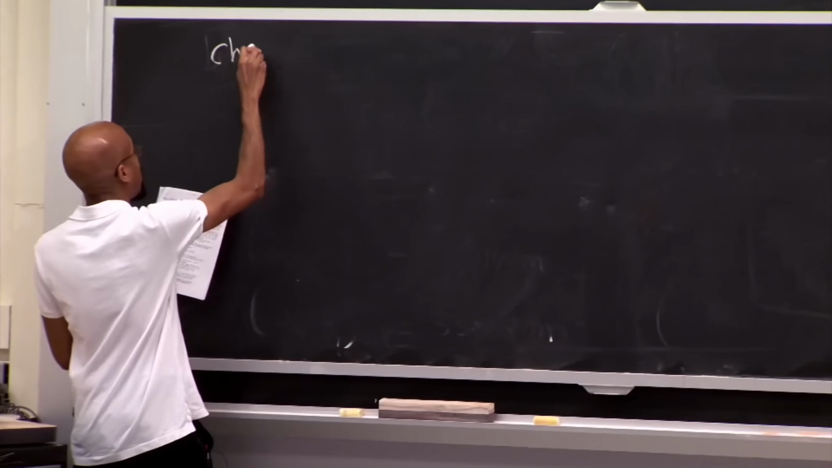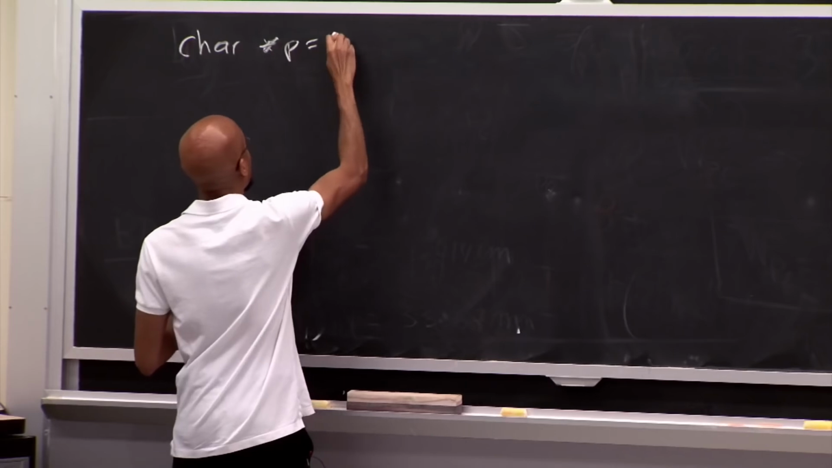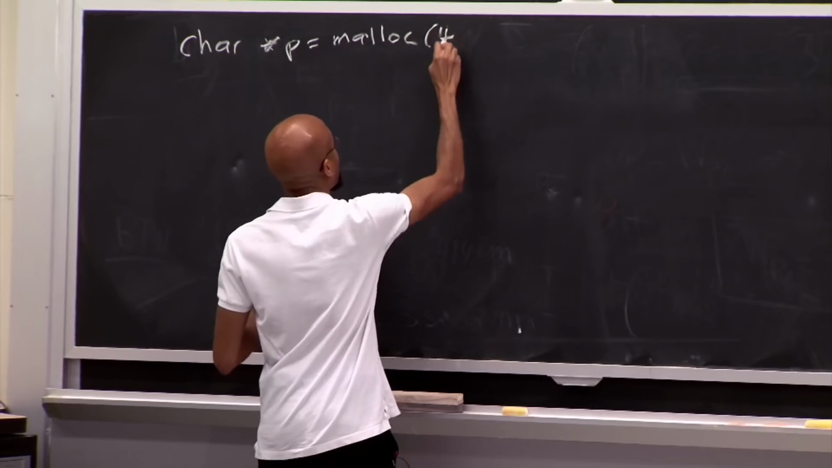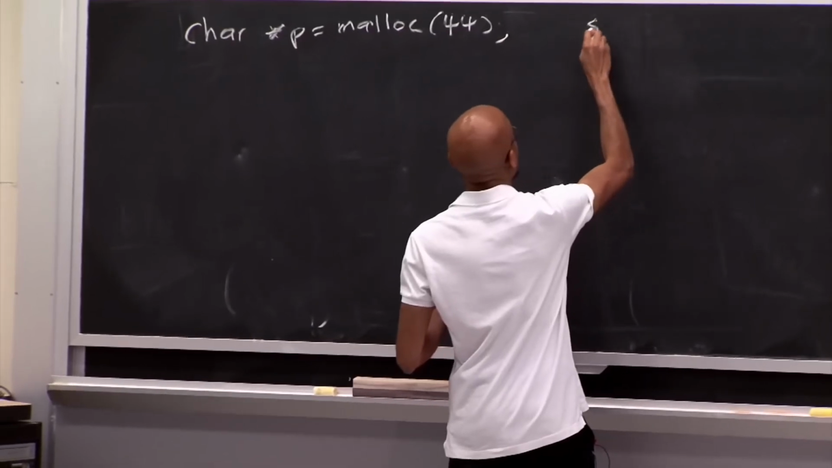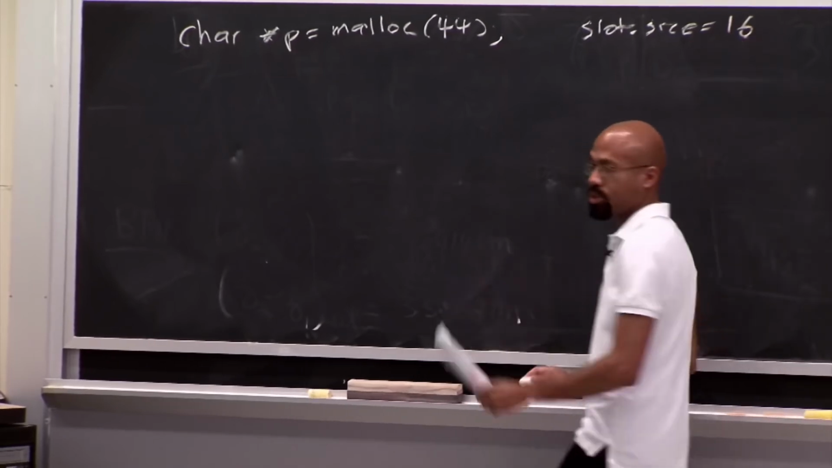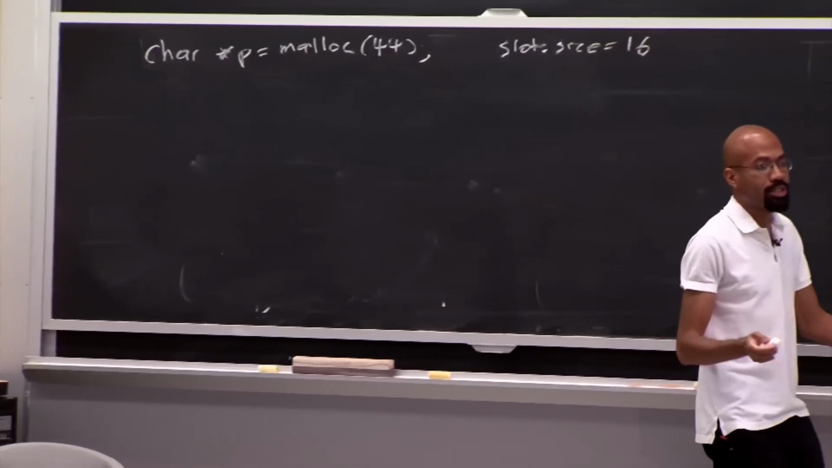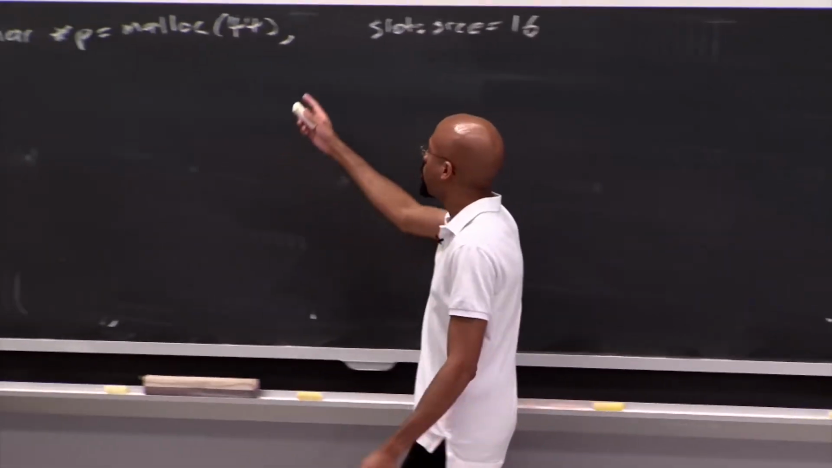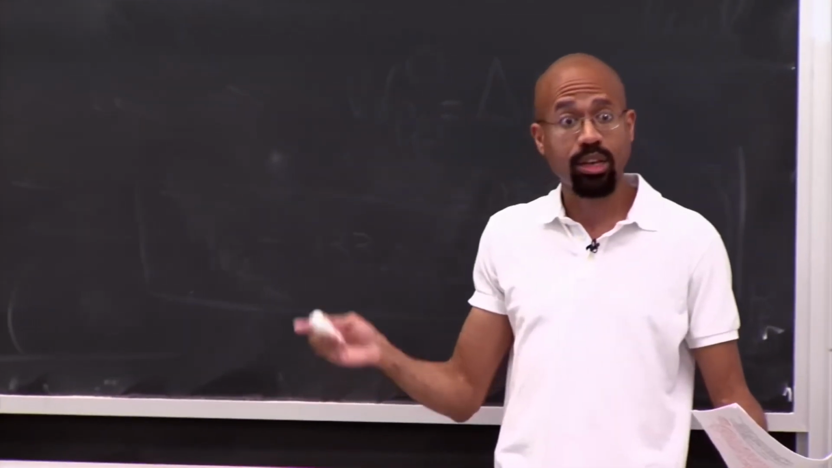Let's go through a very simple example. Let's say we define a pointer called P and give it an allocation size of 44, and let's also assume that the slot size equals 16 bytes. What's going to happen when we do this malloc? As you know, the baggy bounds system is going to pad that allocation out to the next power of 2. Even though we've only allocated 44 bytes, we're actually going to allocate 64 bytes for this pointer.